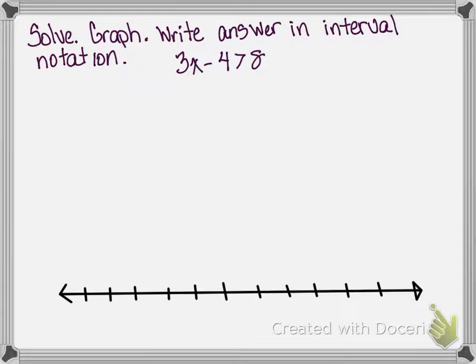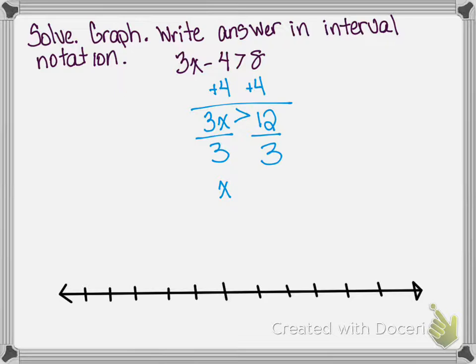3x minus 4 is greater than 8. First thing I'm going to do is add 4 to both sides. I'm left with 3x is greater than 12. Okay? I divide both sides by 3, just like I would with an equal sign. And my answer is x is greater than 4. So I have solved this. I have done the first part. I have solved it.